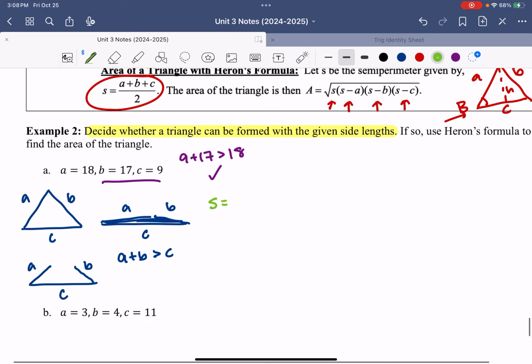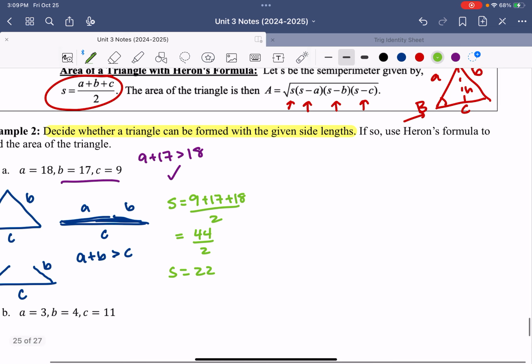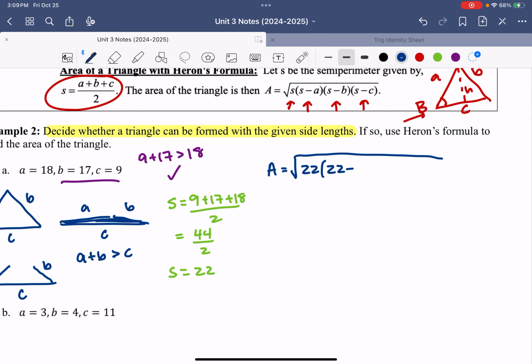So the semi-perimeter is going to be equal to 9 plus 17 plus 18, and we're going to divide that by 2. Okay, so when I do all of that, 9 plus 17 plus 18, that is 44. 44 over 2, so that is equal to 22. Okay, so knowing the semi-perimeter, I can now go ahead and plug it into my Heron's formula. So the area is going to be equal to the square root of semi-perimeter 22 times 22 minus A, which is 18, times 22 minus B, which is 17, times 22 minus 9.